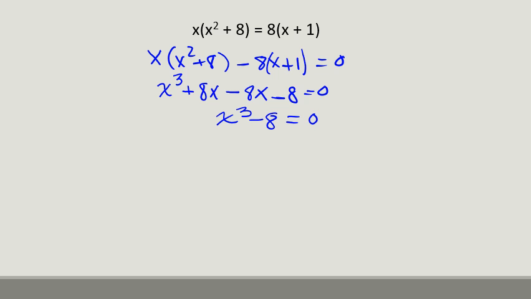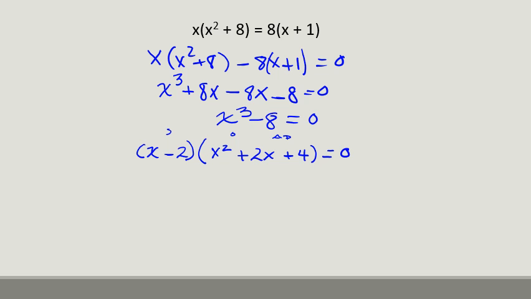Now this is a difference of cubes. So the cube root of the first is x. The cube root of the second is 2, so x minus 2. And remember, we use SOAP: same, opposite, always positive. So I square the first term, and I get x squared. Multiply these, minus 2x, and square the last. Actually, this is opposite, so plus 2x, always positive, 4 equals 0.